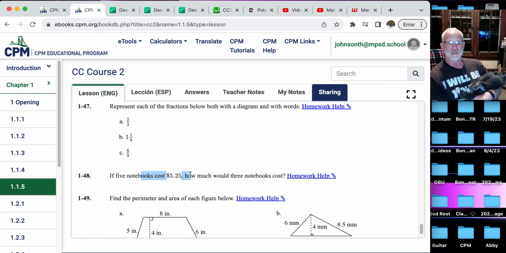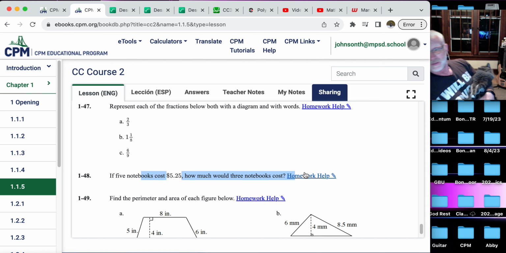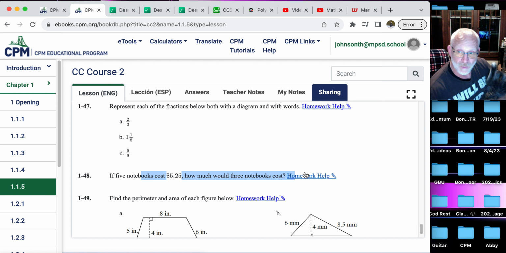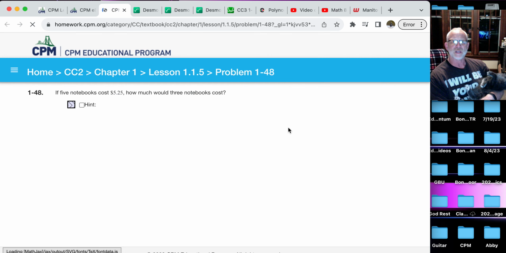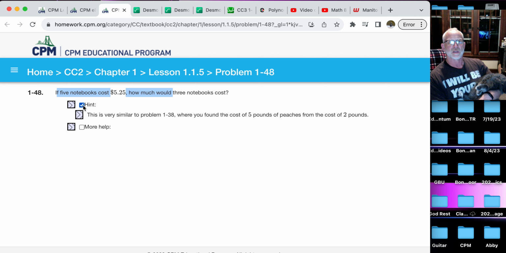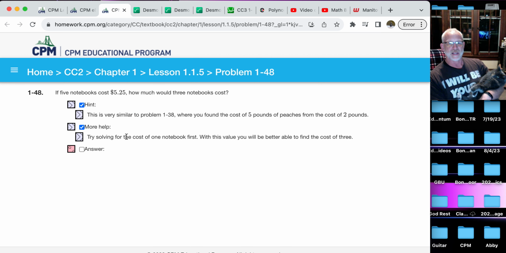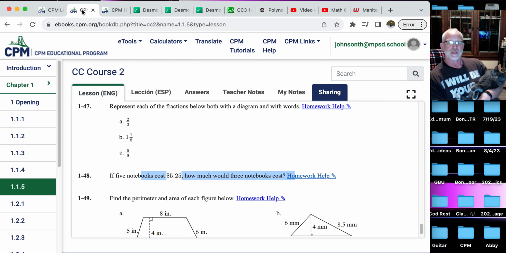If 5 notebooks cost $5.25, how much would 3 notebooks cost? You know what I would do? I'd figure out how much 1 notebook costs, and then I'd go from there. I wonder if the homework help suggests that. I'm just going to peek here. They say if 5 notebooks cost $5.25, how much would 3 notebooks cost? Oh, see, they went back and they said, do you remember when you did this a while ago? Check back to there. Oh, yeah, look at that. They said, well, what does 1 notebook cost? Then you can figure out 3. I like it. Smart, smart.